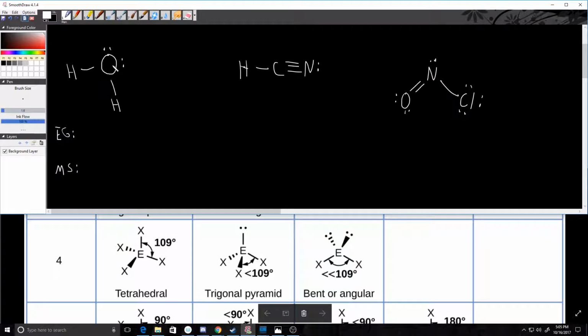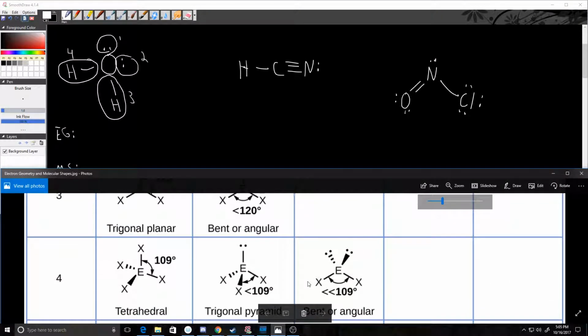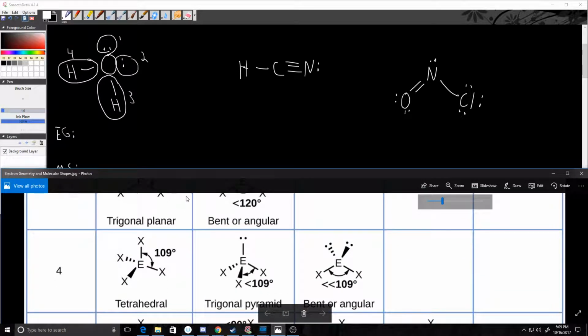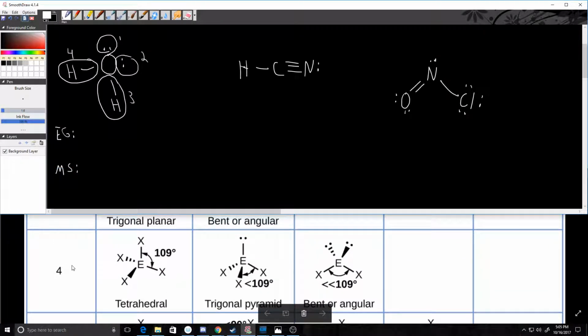For this oxygen, now I need to figure out how many electron groups it has. So I'm just going to circle them. I have a pair of electrons there, so that's one. Pair of electrons there, that's two. I have a bond to a hydrogen here, that's three. Bond to a hydrogen here, that's four. So I have four electron groups. The number of electron groups is over here on the far left side, so it turns out I was already right. Start here at 4. That means my electron geometry is tetrahedral.